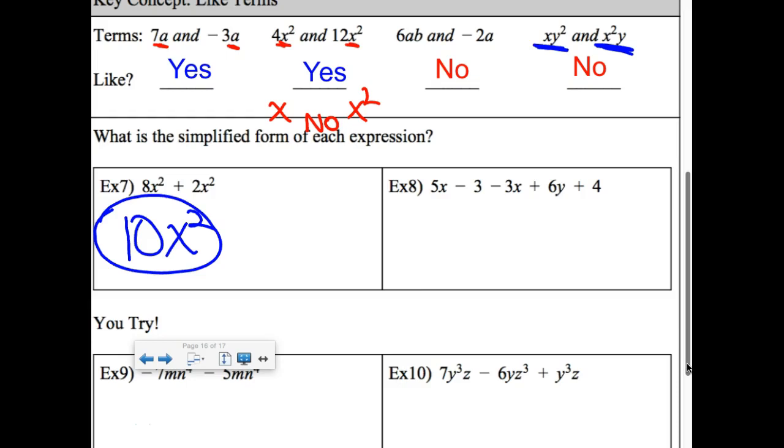This next one, if you're a visual person like me, we want to get like terms together. So I'm going to kind of put those together. I have these x's, which are like terms. Notice the sign in front is going with that x. I have this y here, and we have just regular numbers, okay?